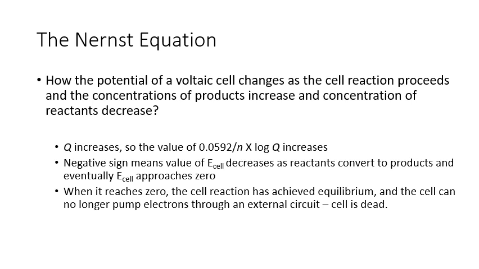So how does the potential of a voltaic cell change as the cell reaction proceeds and the concentrations of products increase and the concentration of the reactants decrease? Q increases, so the value of 0.0592 divided by n multiplied by log Q increases. The negative sign means the value of E cell decreases as the reactants convert to products, and eventually E cell approaches zero. When it reaches zero, the cell reaction has achieved equilibrium, and the cell can no longer pump electrons through an external circuit. The cell is dead.